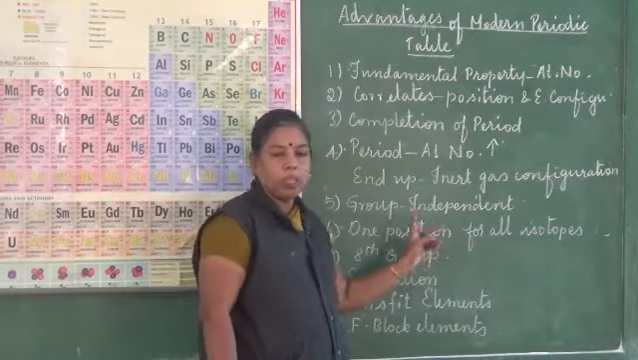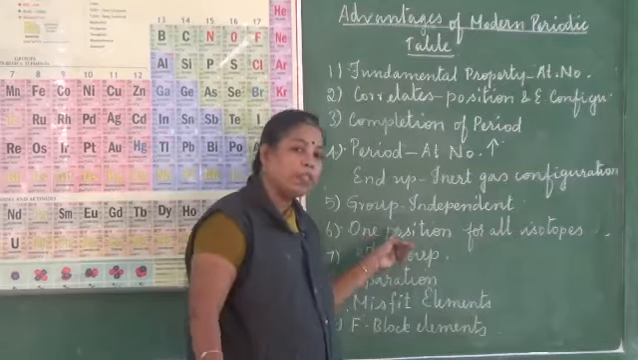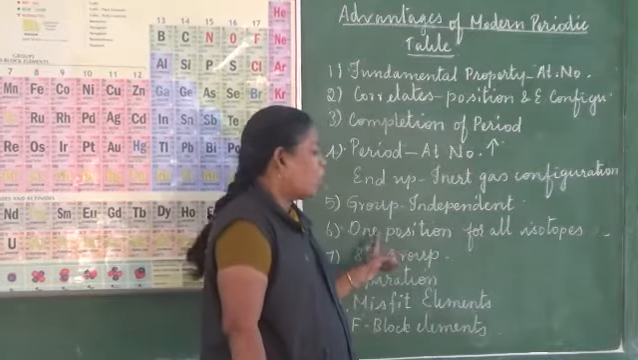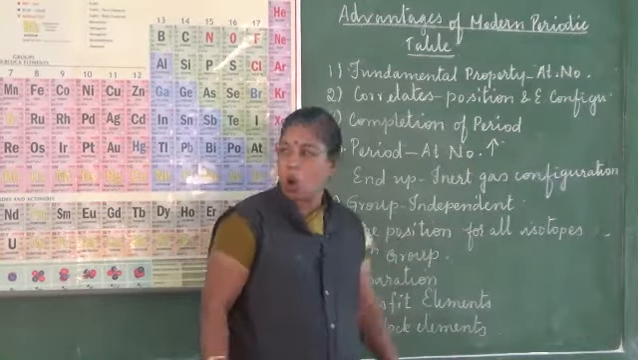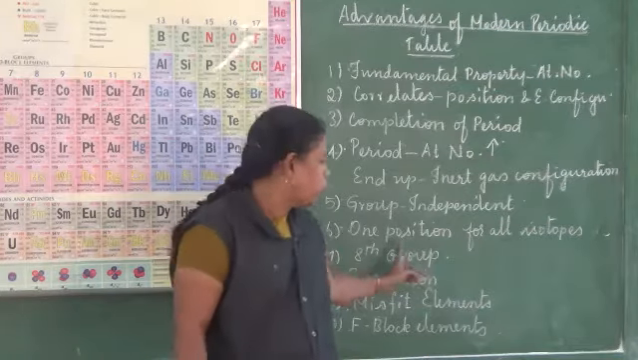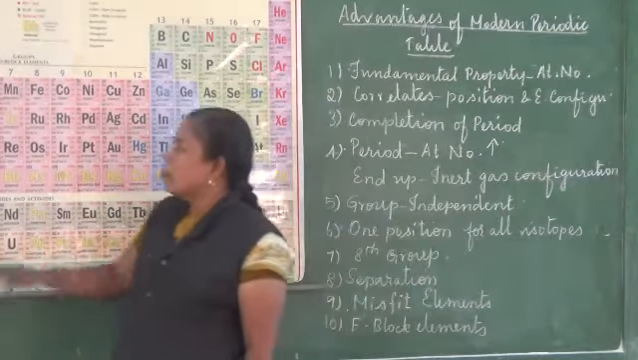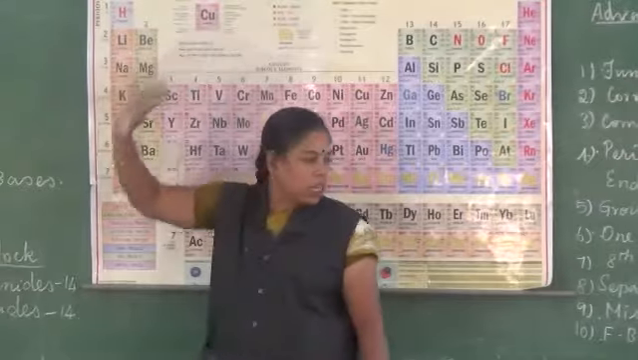And each group is independent. So, the idea of subgroups is discarded. One place is given for all the isotopes, because the elements are arranged in the increasing order of atomic number.